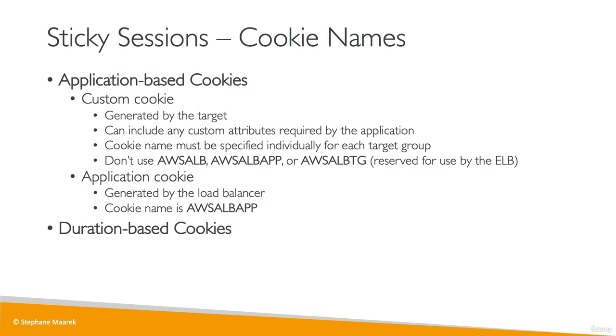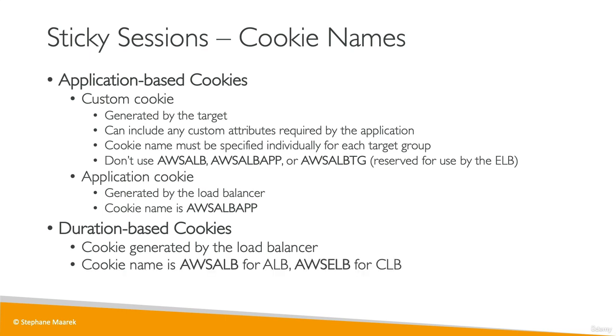Now, the second type is duration-based cookie, which is generated by the load balancer, and the name is AWSALB for the ALB and AWSELB for the CLB, okay? This one has an expiry based on a specific duration, and the duration is generated by the load balancer itself. Whereas with an application-based cookie, the duration can be specified by the application itself. So that's how it works. You don't need to remember exactly the names of the cookies, but remember there are application-based cookies and duration-based cookies, and they have specific names. This will come into account when we talk about CloudFront.